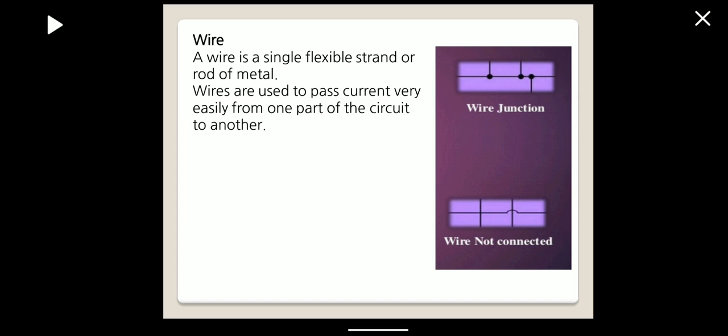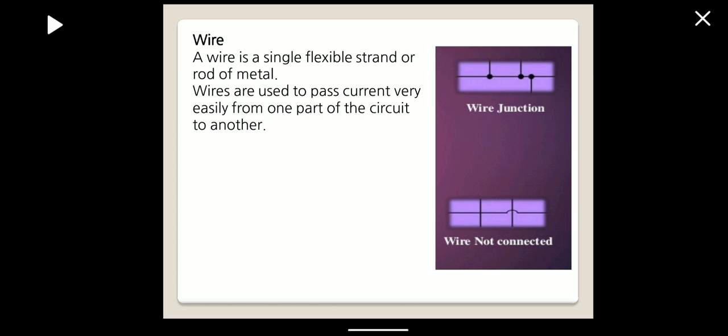So first is wire. A wire is a simple flexible strand or rod of metal. This wire is made up of copper, aluminium or any kind of conducting material. Wires are used to pass the current very easily from one part of the circuit to another. So these are the two different diagrams of wires.